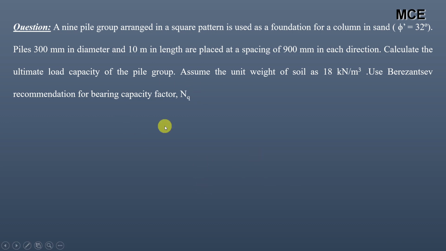And in this video we will learn how to find the ultimate load capacity of the pile group in sand. I have been given a question which states that a 9 pile group arranged in a square pattern is used as a foundation for a column in sands with angle of internal friction equal to 32 degrees. These piles are 300 mm in diameter and 10 meters in length and are placed at a spacing of 900 mm in each direction. We have to calculate the ultimate load capacity of the pile group, assuming that the unit weight of the soil is 18 kN/m³, and we have to use Berezantsev's recommendation for bearing capacity factor, which is Nq.